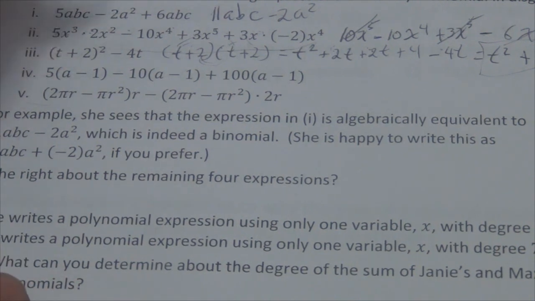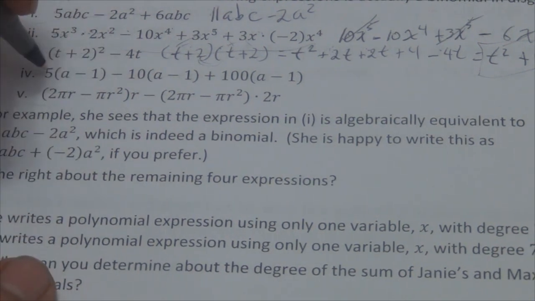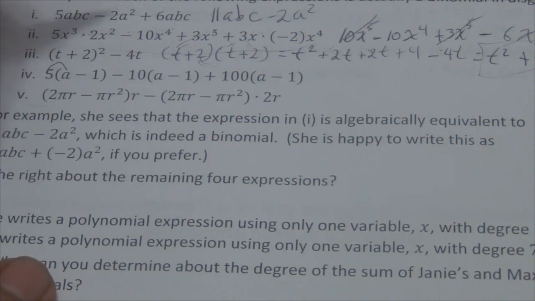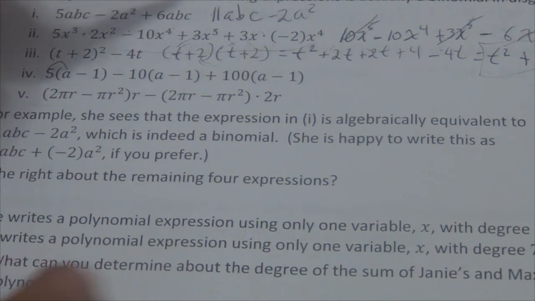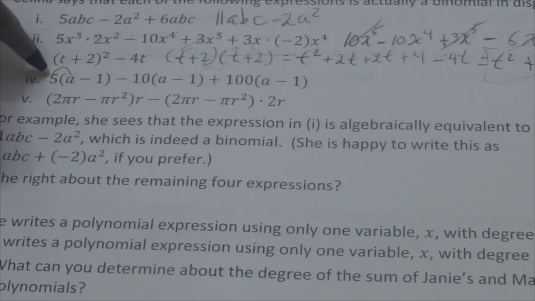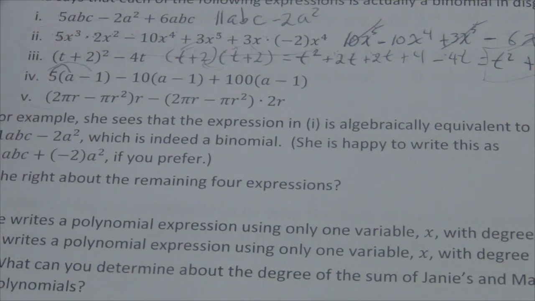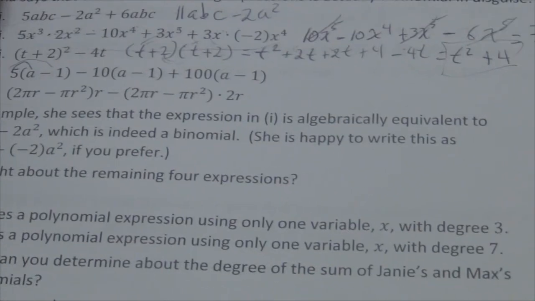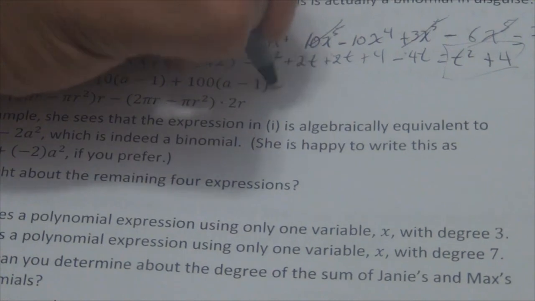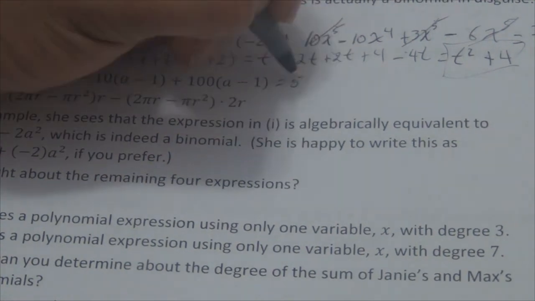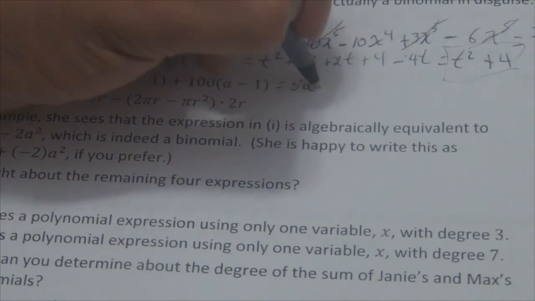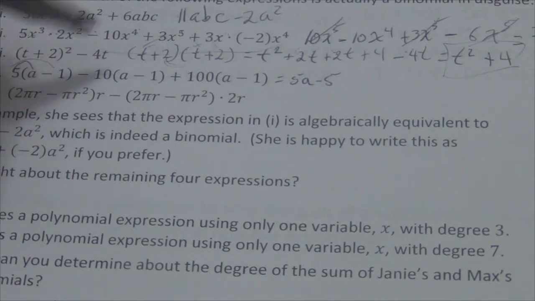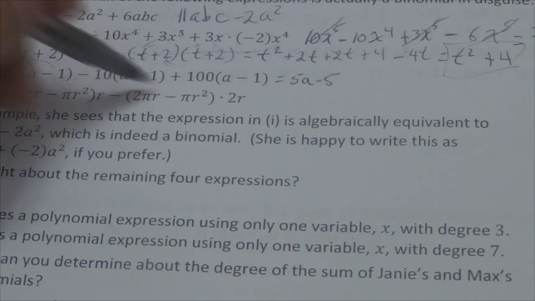Okay. Remember, I'm just gonna guide you, okay? You gotta use the distributive property here. 5 times a is 5a, so you better write that down over here. Then 5 times -1 is -5. Right? So you have 5a minus 5.